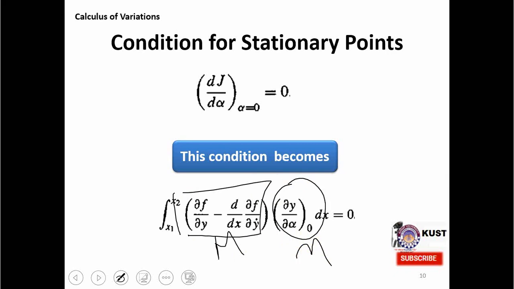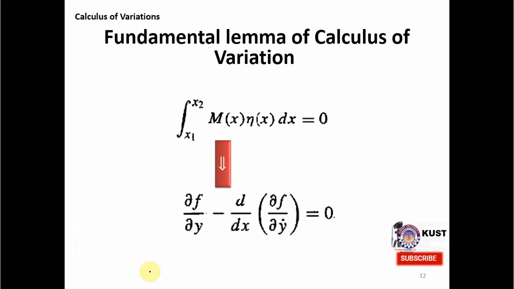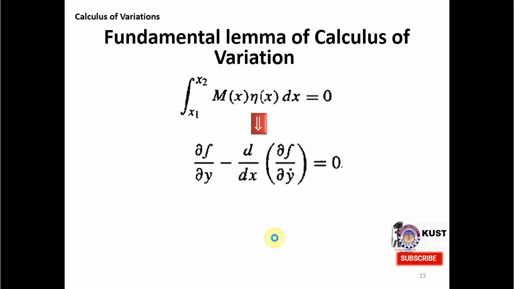From the lemma, if this is the continuous function, we know that this m must vanish. Therefore here in this slide you see that these two terms, del f by del y and d by dx del f by del y dot, their subtraction is equal to 0. And this might remind you of the form of the Lagrange equations, as we have derived in the previous lectures. So from this lemma we get the condition that del f by del y minus d by dx del f by del y dot is equal to 0.